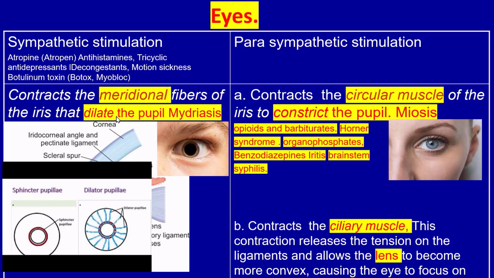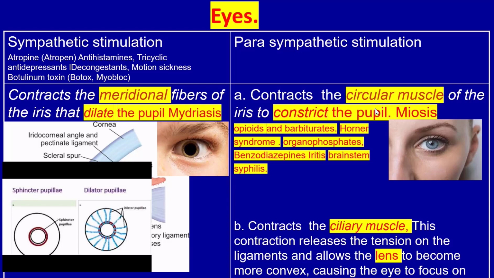Mydriasis, or dilatation of the pupil. Many substances, drugs and chemicals are responsible. One is atropine, antihistamines, tricyclic compounds which are antidepressants and decongestants, or drugs which are used for motion sickness, and botulinum toxin, Botox or Myobloc. So these are the substances which cause dilatation of the pupil or mydriasis.